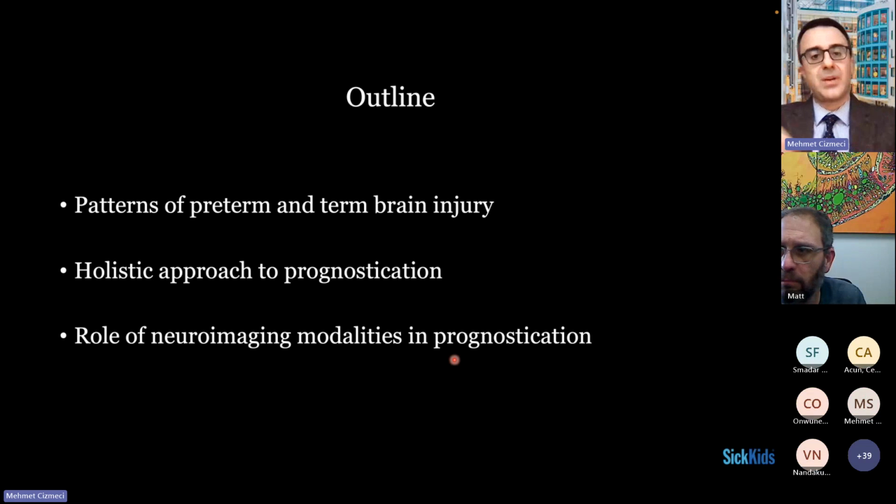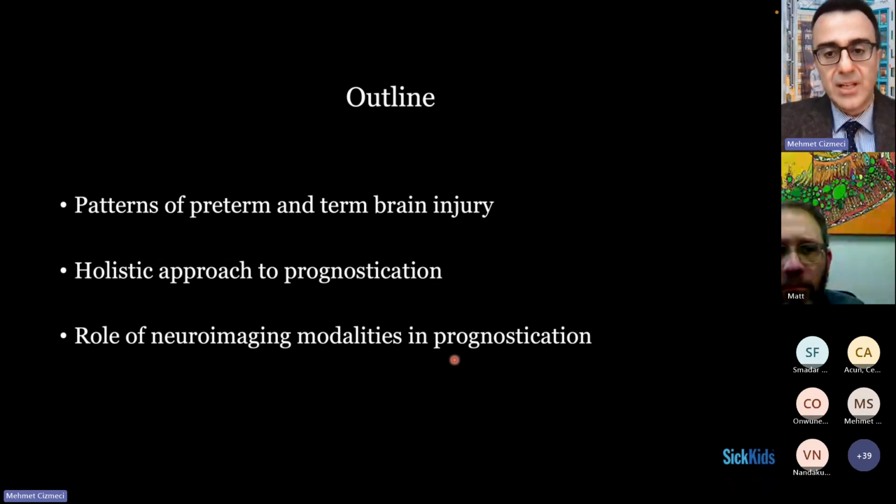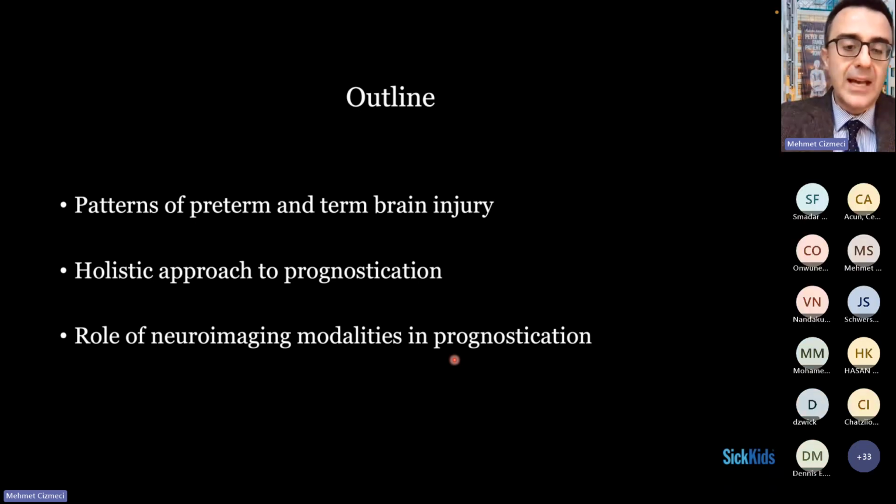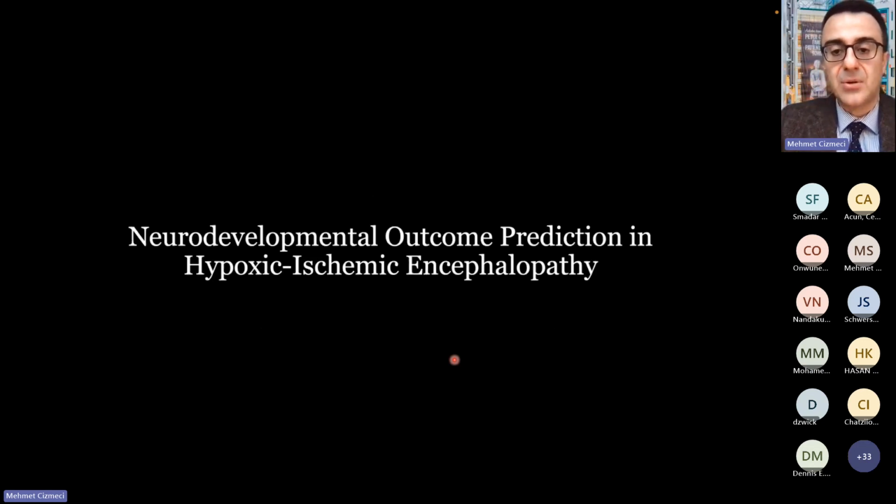The outline will be, I'm going to talk about some patterns of term and preterm brain injury in today's presentation. I'm going to give a frame of holistic approach to neuroprognostication in both preterm and term infants. And again, the emphasis will be on neuroimaging modalities, both on cranial ultrasonography and brain MRI that we use very commonly to get the most out of them in the NICU and beyond.